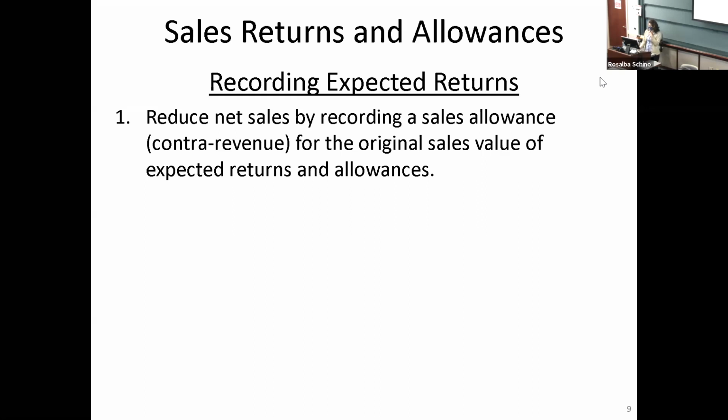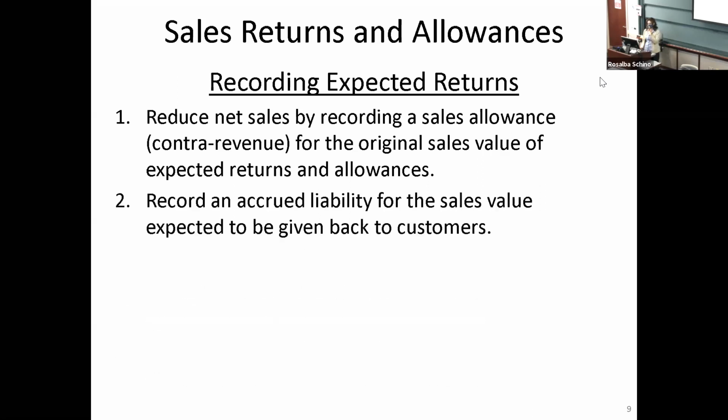So sale allowances, not to be confused with allowance for doubtful accounts, are reductions of price offered to a customer. Try to make sure that you remember that. So we reduce the net sales by recording a sale allowance or return, like a contra revenue account. Then we record the accrued liability for the expected sale value that will be returned.